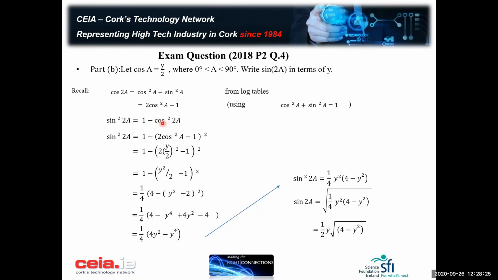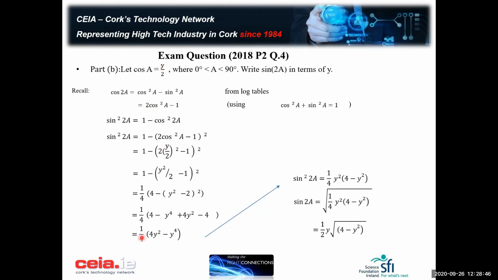Replace the cosine of 2a by the compound angle formula, 2 cosine squared a minus 1. And you have to square that to get it to cos squared a. And now you're in a position to replace the cosine of a by y over 2, which is what you were given in the formula.